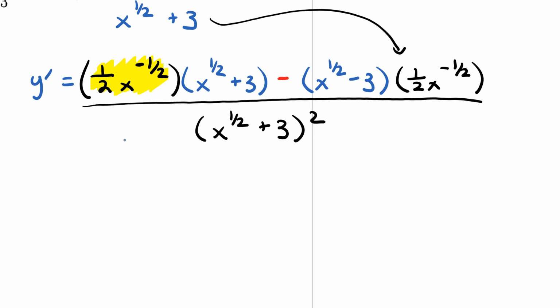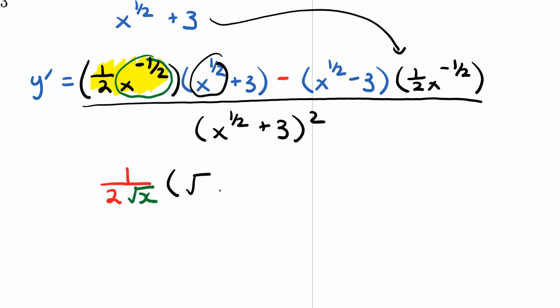So if I change that back to radical form, I have a 1 over 2, and then this part here in green is just root x. And then times, x to the power of 1 half is just root x plus 3. And then we have the minus sign. And then we have the open bracket there. And x to the power of 1 half there is simply going to be root x. So root x minus 3, close the bracket.